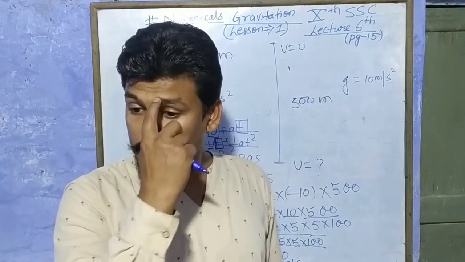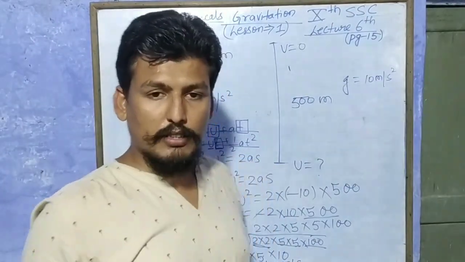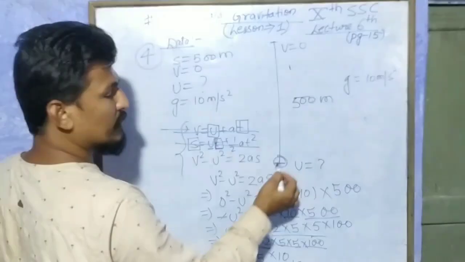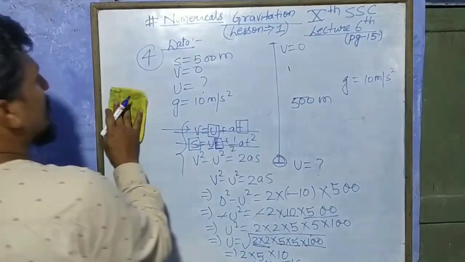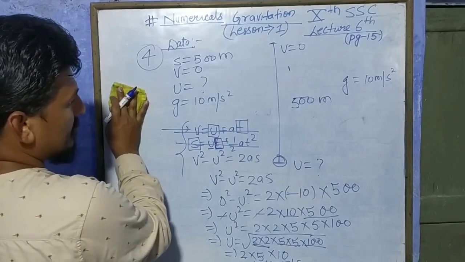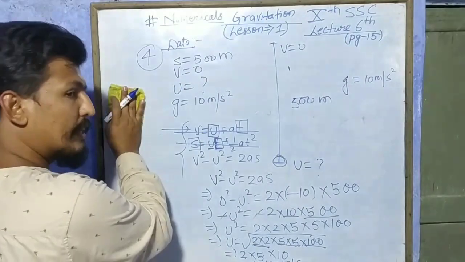Now one more parameter you have to find: how long will the object take to come back to the earth? That means, in how much time will the object return to the earth? Fine, just note it. After this we have to discuss finding the time.